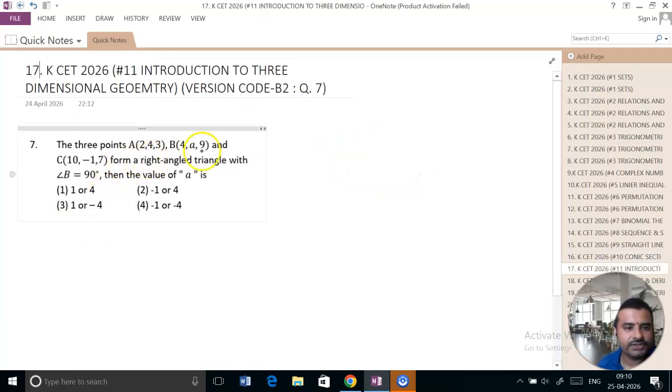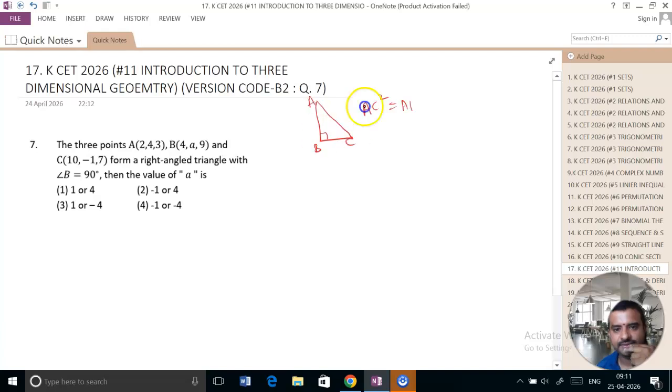So here they given introduction to 3D. One of the time consuming questions. See here, because they given 3 points of a right angle triangle ABC. So you know, according to Pythagoras theorem, AC square is equal to AB square plus BC square.